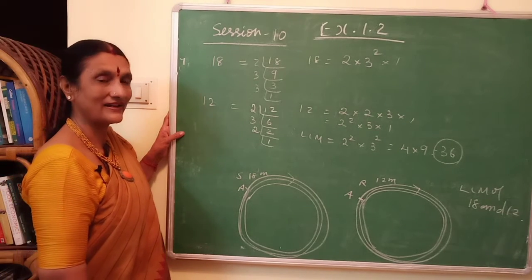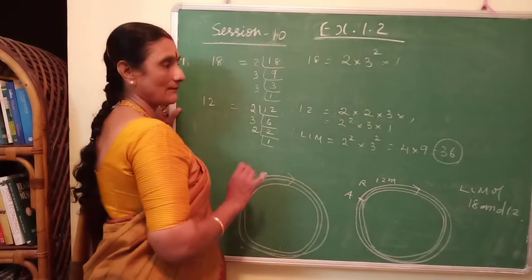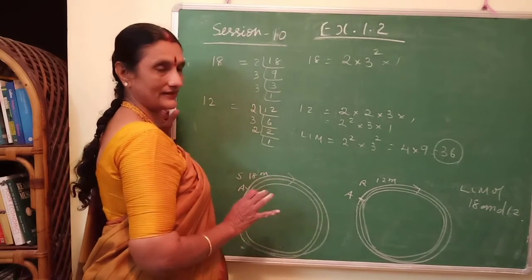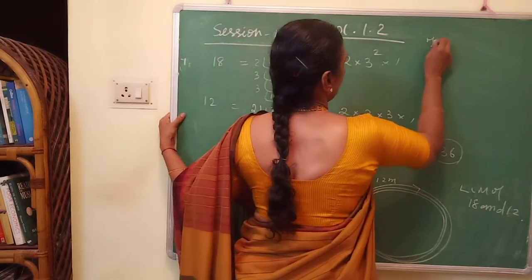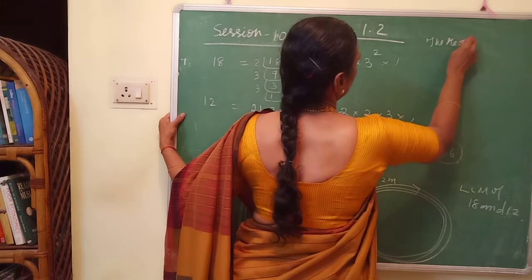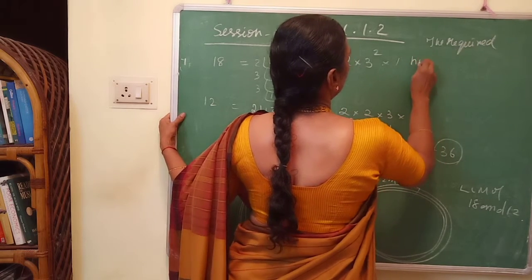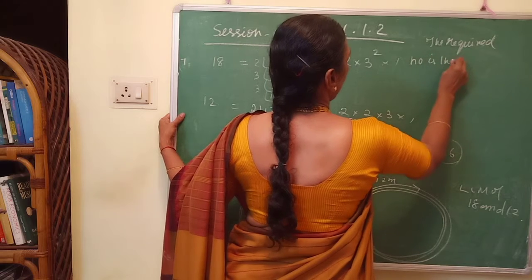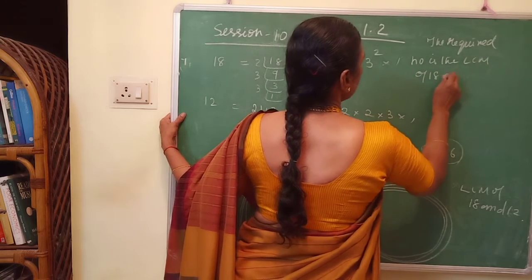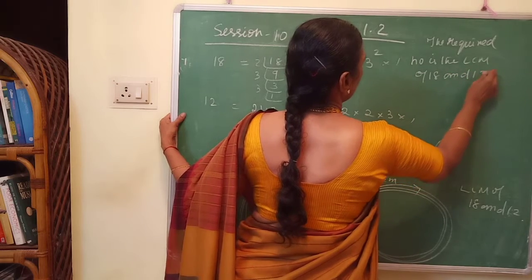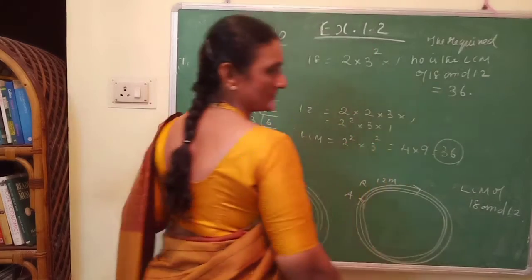So, what do we write here? The required number is the LCM of 18 and 12. That is the first step. So, you should conclude the answer like this. The required number is the LCM of 18 and 12, which is equal to 36. This is the first finding.